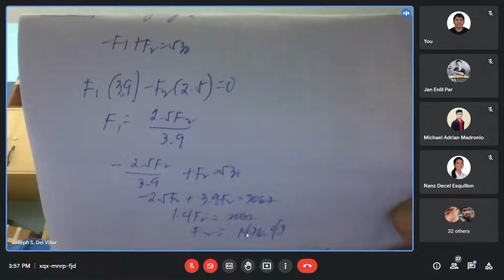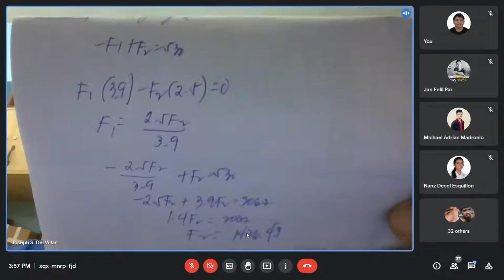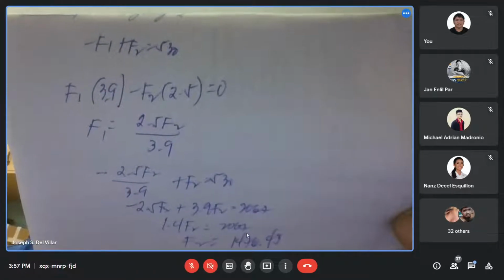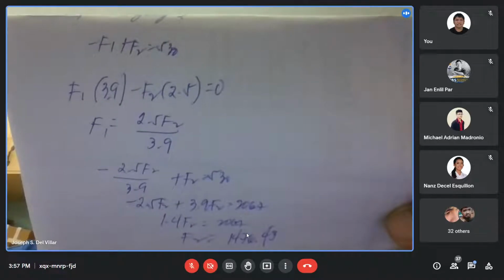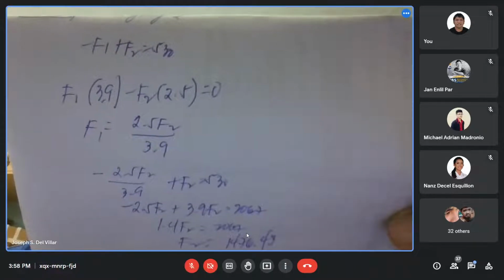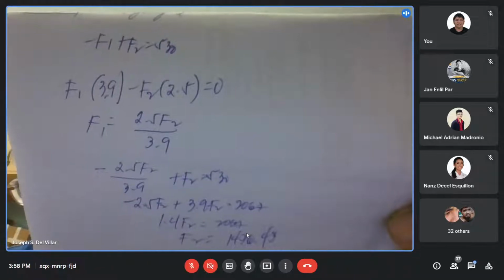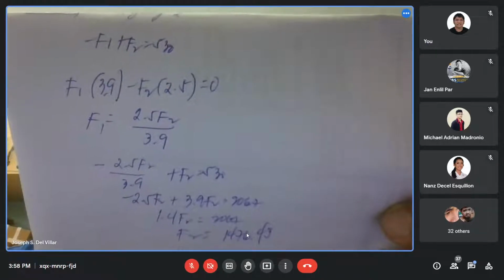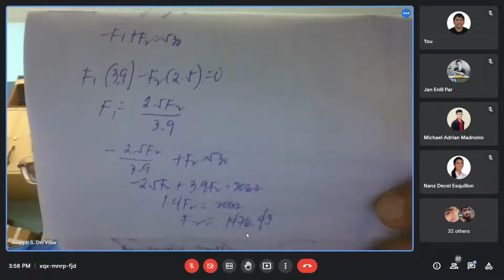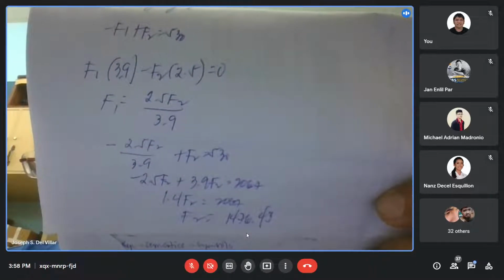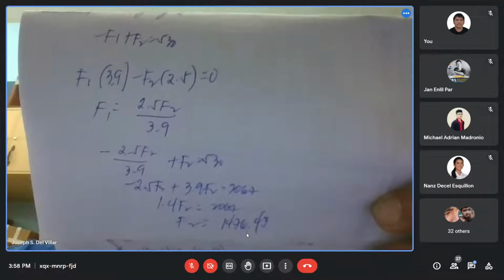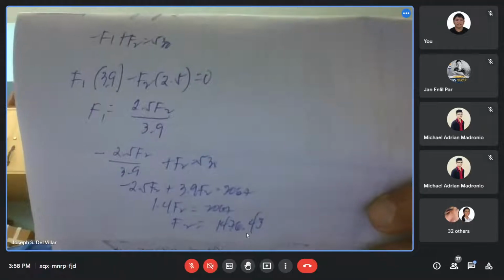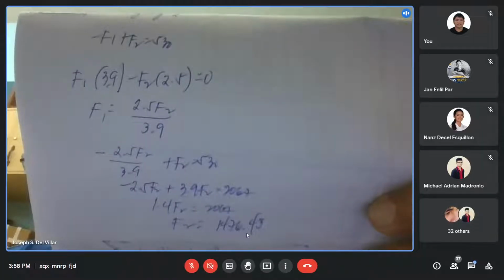Tapos, in-eliminate ko yung denominator. Tinanggal ko yung 3.9. So, paano yun matatanggal? I multiplied both sides by 3.9. Every term. Okay? Para matanggal lang yung denominator. Follow? Nakuha nyo o hindi? Ako po, sir. What about the others? Nakuha nyo?